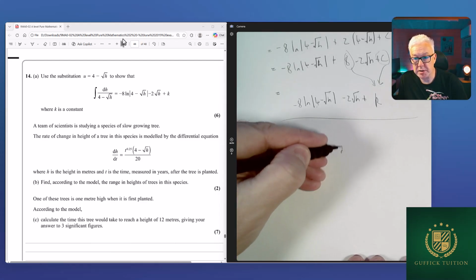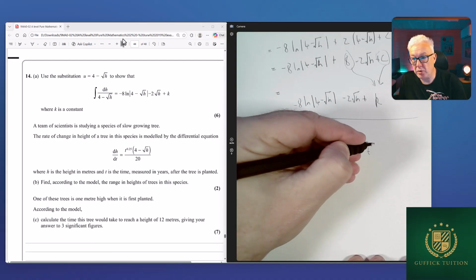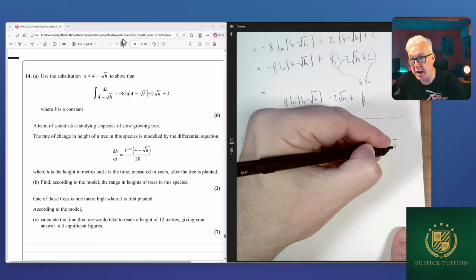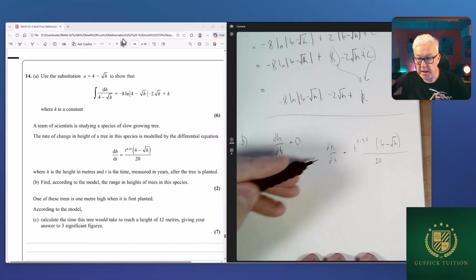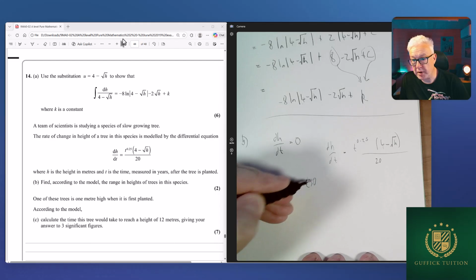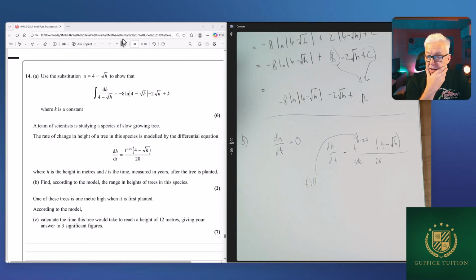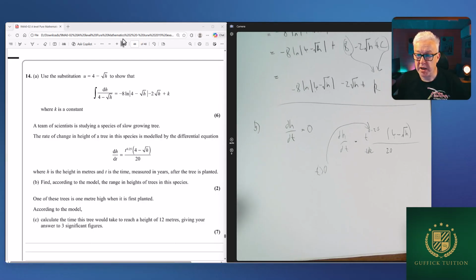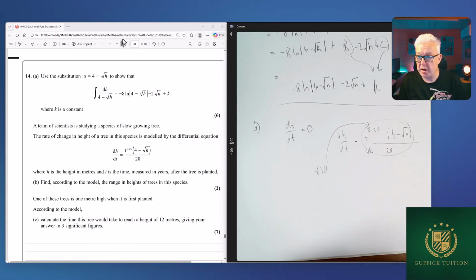So we have got that dh by dt is equal to t to the 0.25 times by 4 minus root h all over 20. Now, as t is greater than 0, this expression is always going to be positive. So that is not going to be having any negative effect on the tree growing. However, the only way that this whole expression can equal 0 is if the 4 minus root h is going to be 0.